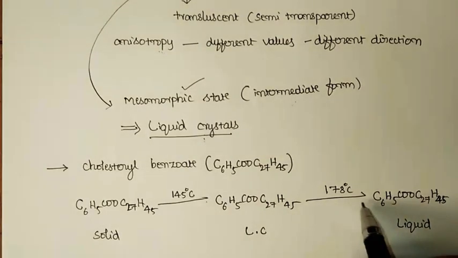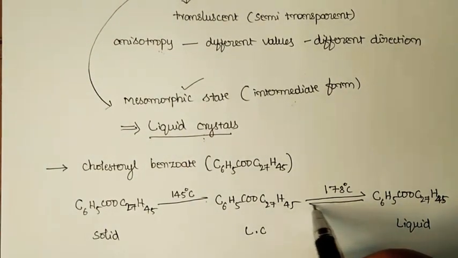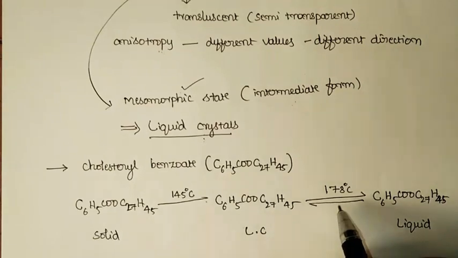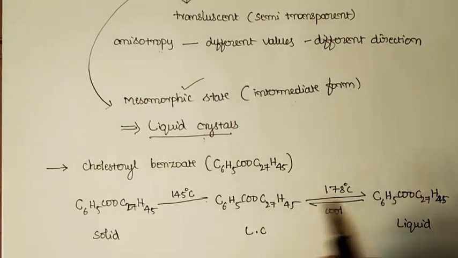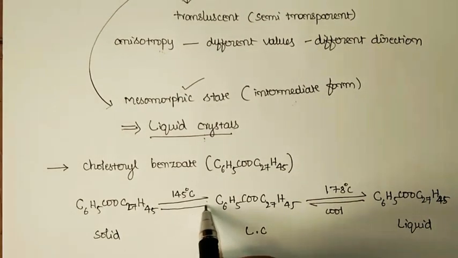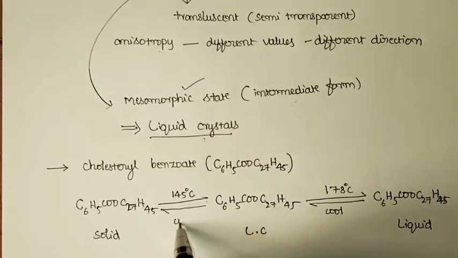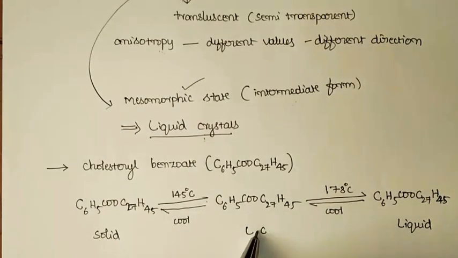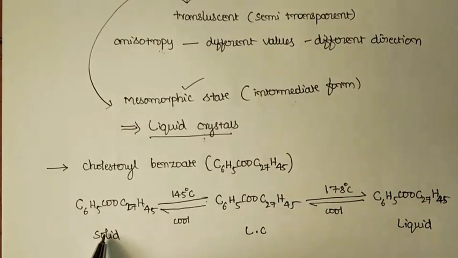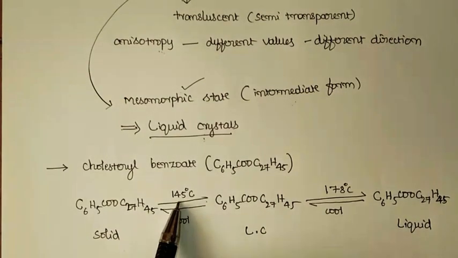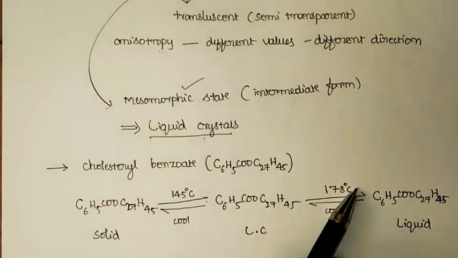When the liquid state of this cholesteryl benzoate is cooled, once the temperature reaches 178 degrees Celsius, again it changes into the liquid crystalline state. And when you cool further, at 145 degrees Celsius, the liquid crystalline state changes into the solid form. It means they are interconvertible materials. Only the temperature is required.